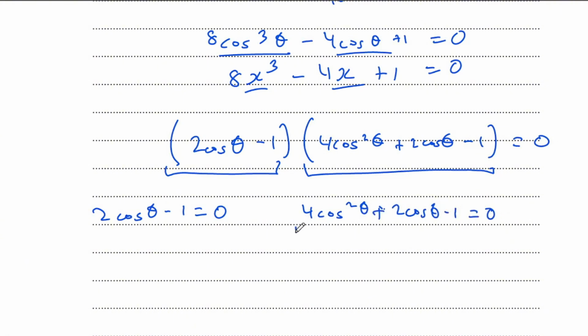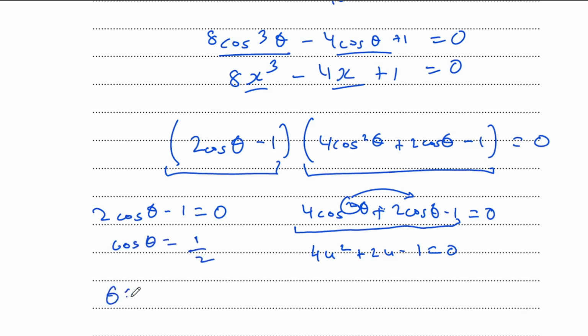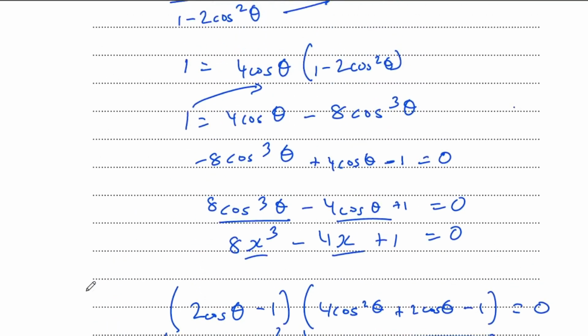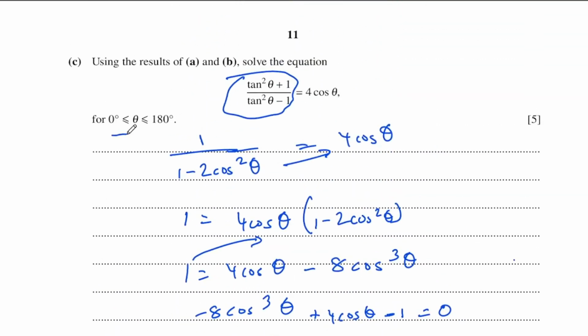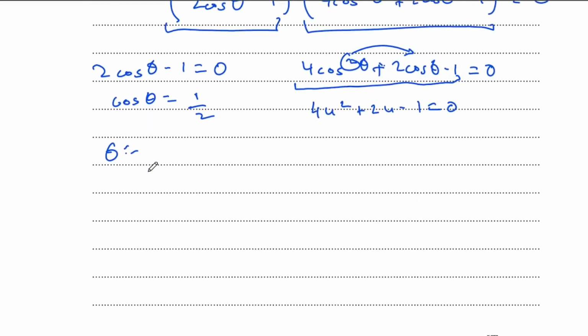Remember, this is just a form of a quadratic because this is twice the power of this. And so we can change this into 4u squared plus 2u minus 1 equals 0. And this side is going to be cos theta equals 1 over 2. Here we can find the theta straight away. Cos inverse of 0.5. But remember, this is in degrees, and we had previously changed it into radians, so we just would need to change it back into degrees. And cos inverse of 0.5 is just 60 degrees.